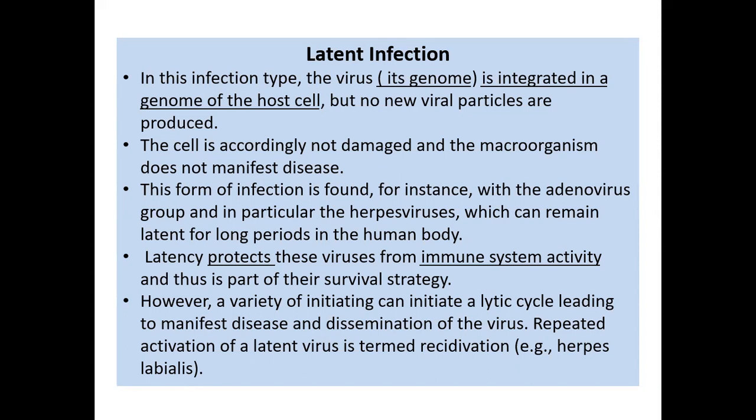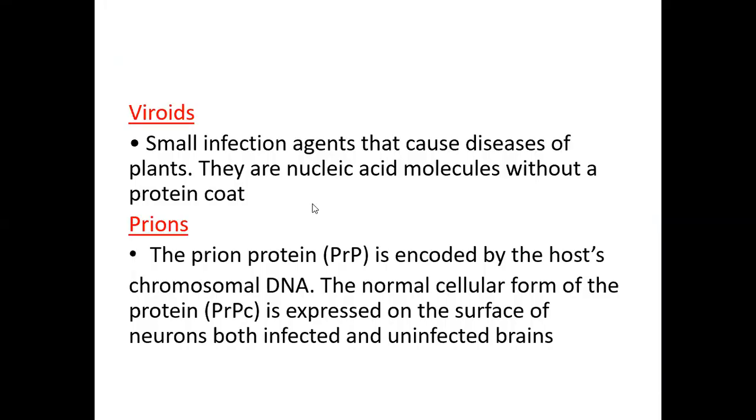And when the immune system becomes weaker, or in the case of stress, viruses disintegrate from the neural cell and go to the bloodstream and go to the mucous and cause manifestation. And then they repeat their circle, go to the bloodstream and to the neural cell. This is a latent infection.